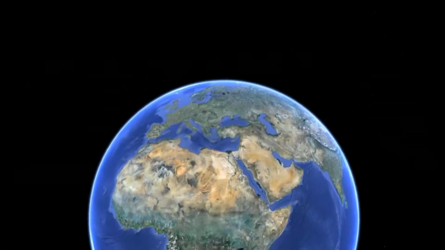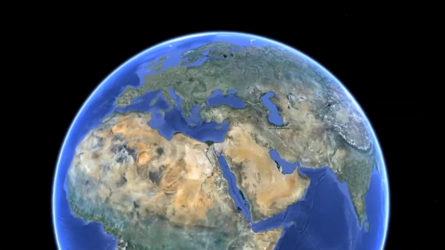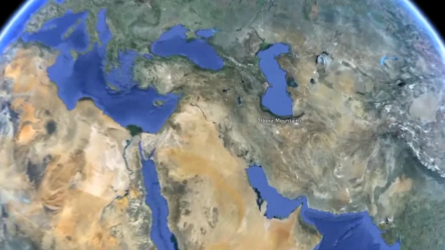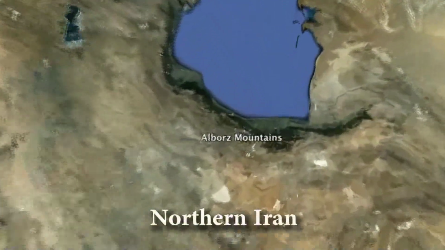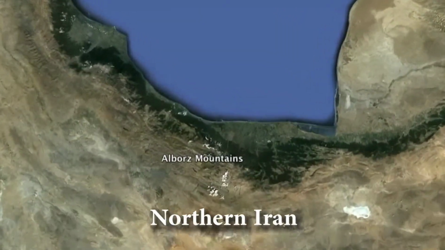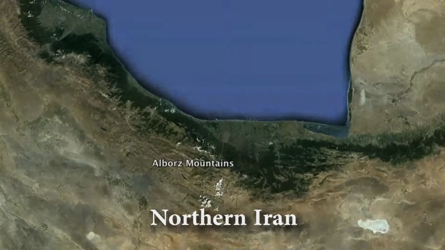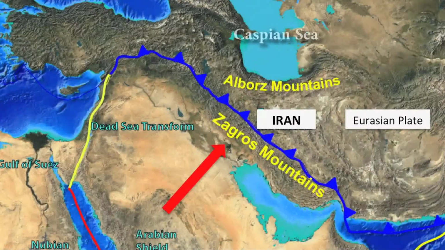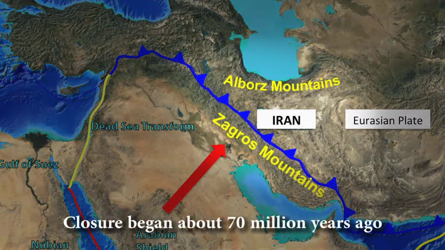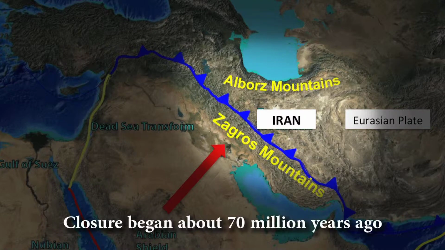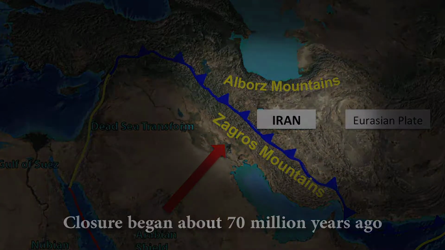The Alborz Mountains are located in the northern part of Iran. These beautiful snow-capped mountains extend from Azerbaijan and Armenia in the northwest to Turkmenistan and Afghanistan in the east. The mountains are just south of the Caspian Sea, and their formation is the result of the closure of the Paleotethys Ocean and the collision between Eurasia and the microcontinents that now form central Iran.